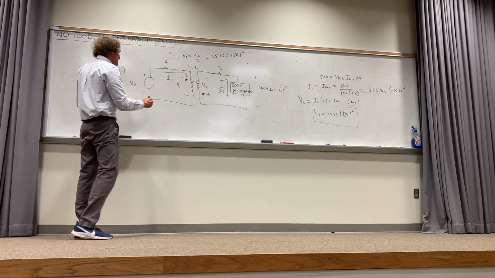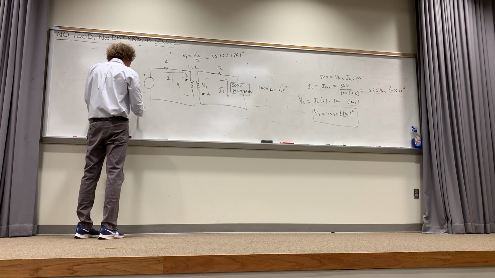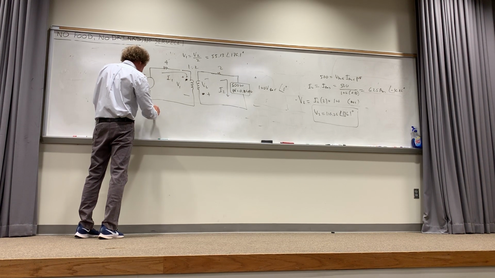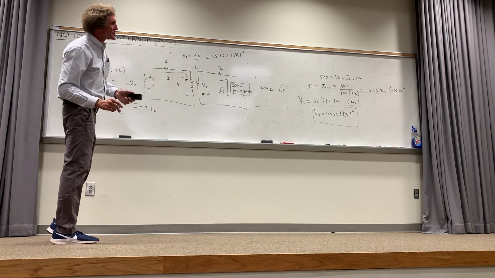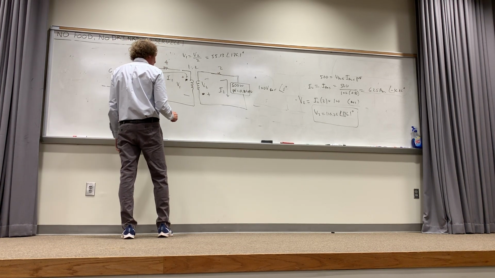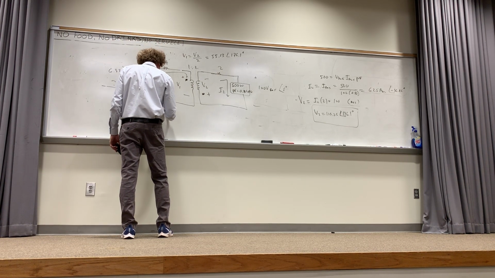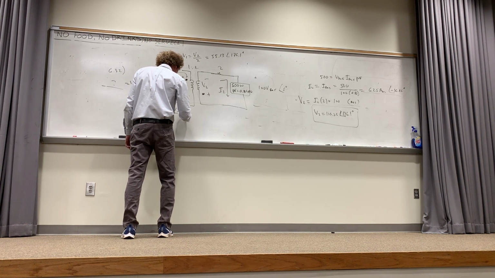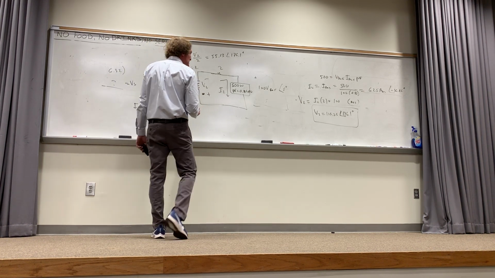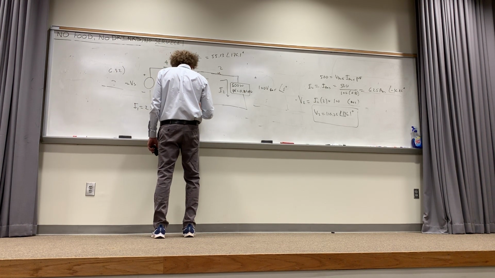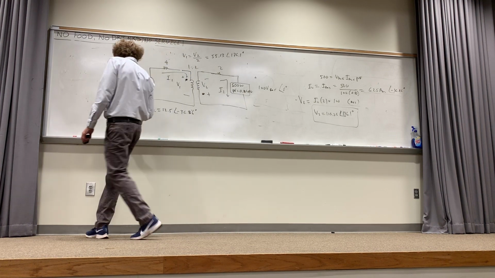So I1 here is going to be 2 times I2, and I2 was 6.25, so this is 12.5 at an angle of minus 36.86 degrees. So that's I1, right?